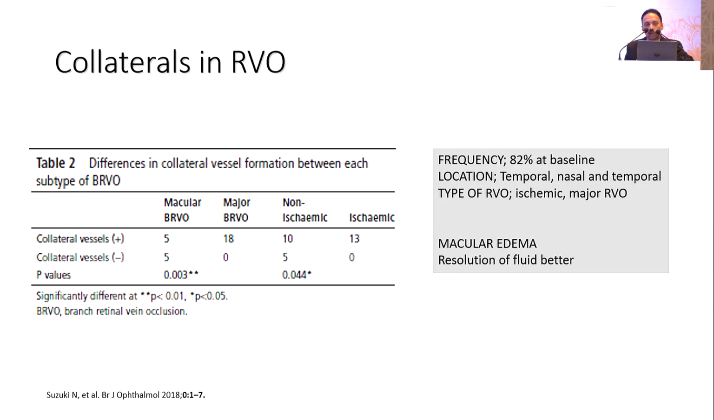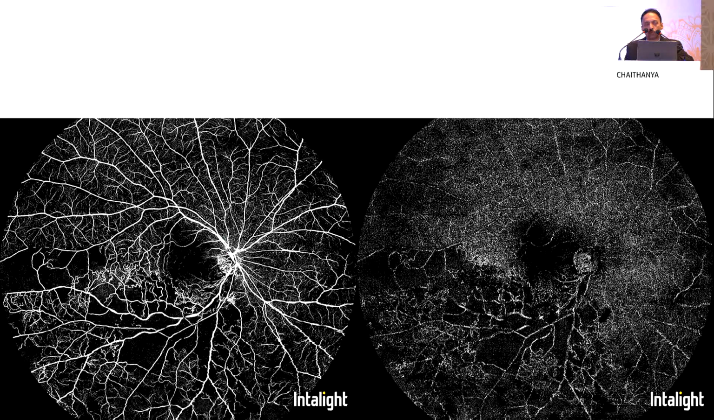vein occlusion. And identifying collaterals is important because OCTA-based studies have shown that collaterals are picked up much earlier, not only at 3 to 6 months of the disease. It's seen in almost 82% of cases, even at baseline. And if you have a collateral, it's a good prognostic sign. The earlier the collateral develops, the better the chance that your macular edema is going to resolve, and the final visual acuities are going to be better.